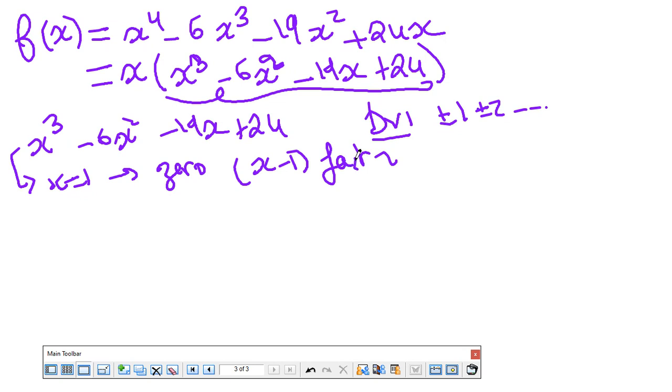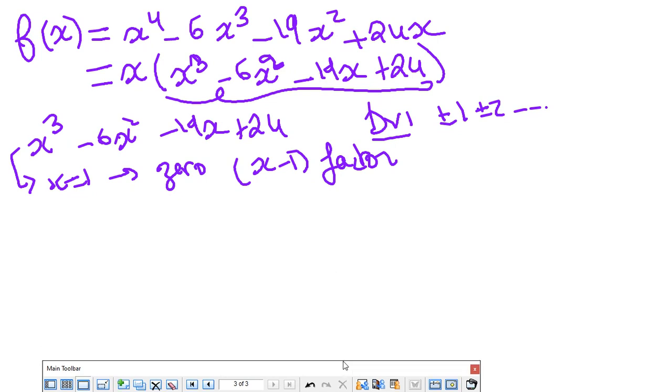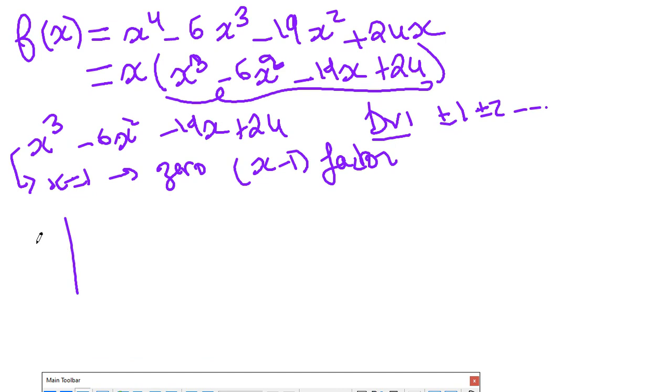So I can divide x cubed minus 6x squared minus 19x plus 24 by x minus 1. To divide, I can use either long division or synthetic division. Now I'm going to use synthetic division. So I'm going to put 1 here, and then I'm going to put the coefficients in order. The coefficient of x cubed is 1.